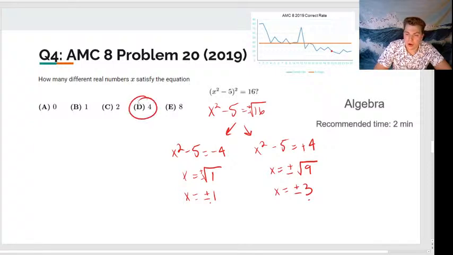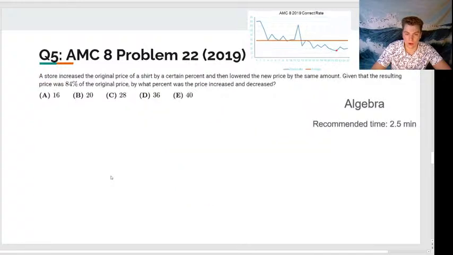But we know that one is going to be 4 there. Awesome, awesome. So moving along, we have our last question we're going to cover today, question number 22, and this was, based on correct rate, the hardest question from the 2019 exam, AMC A. So it definitely gives you an idea of the upper and lower bounds for this exam. And this again is an algebra problem, and we recommend saving 2.5 minutes for this question.